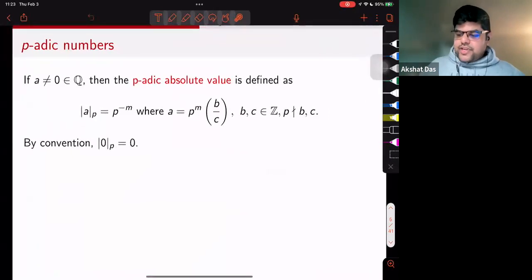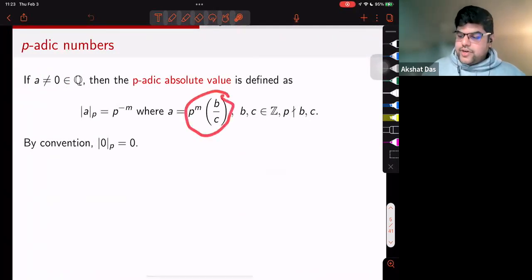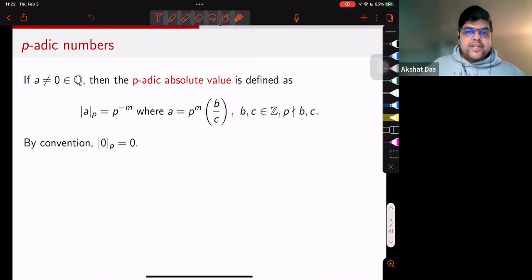So let's start with a non-zero rational number A. Then for any prime number P, we are able to uniquely represent it in this form. And the p-adic absolute value of A is defined to be P to the power of minus M. And by convention, we take the p-adic absolute value of 0 to be just equal to 0.